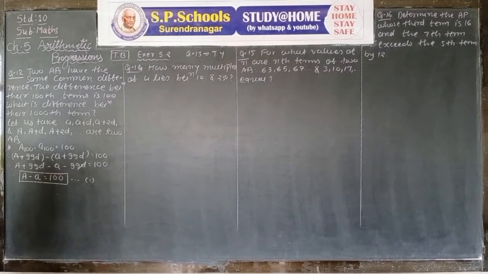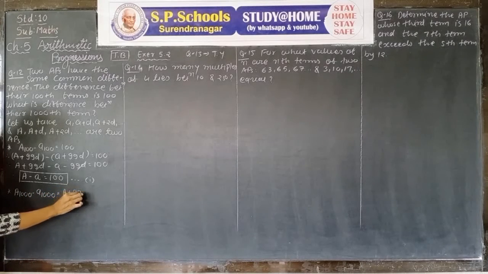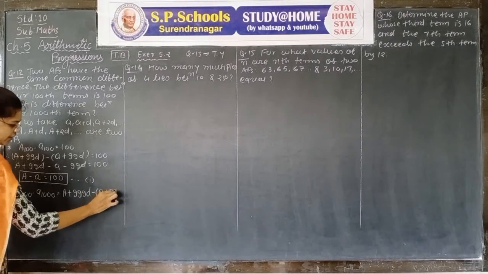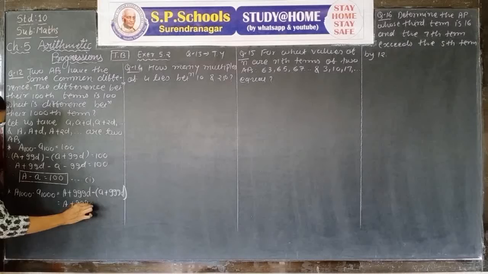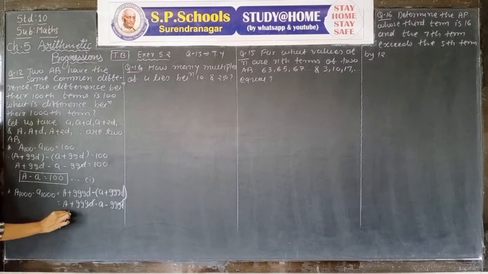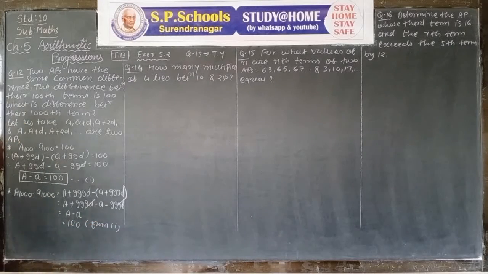Now we find the difference between their 1000th terms. A1000 minus A dash 1000 is equal to A plus 999D minus, in bracket, A dash plus 999 into D. Open the bracket: A plus 999D minus A dash minus 999 into D. Both cancel. A minus A dash, we know, is 100 because of result 1. Hence the difference between the 1000th terms is also 100.